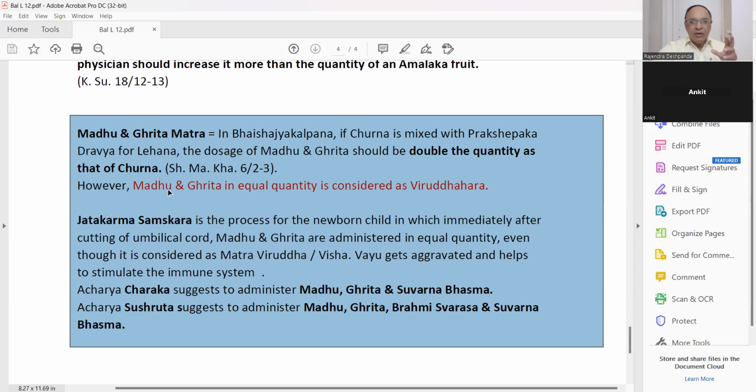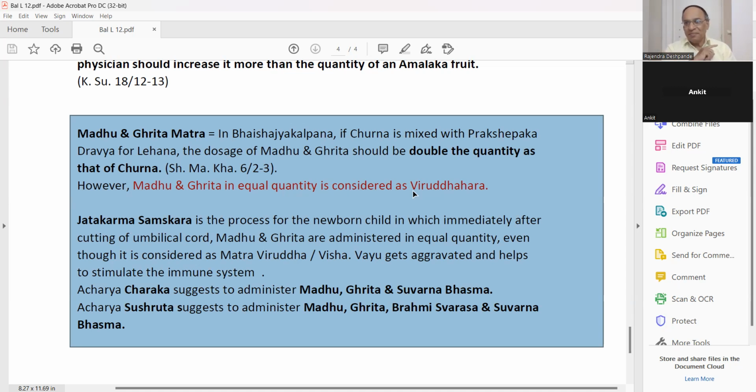However, madhu and ghrita in equal quantity is considered as viruddha, a very complicated type of question. We always say that in adults, when we are giving any medicines mixed with honey and ghee, we do not use honey and ghee in exactly equal amounts. According to the prakriti or the disease, sometimes we take a little more honey and less ghrita, sometimes more ghrita and less honey, but never in equal quantity. But there is an exception. Please write down exception.